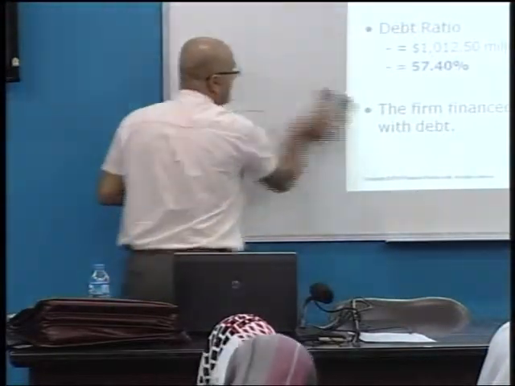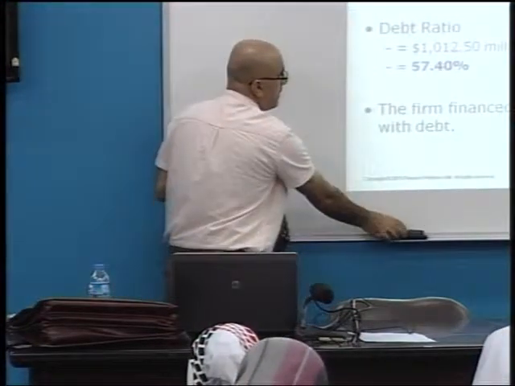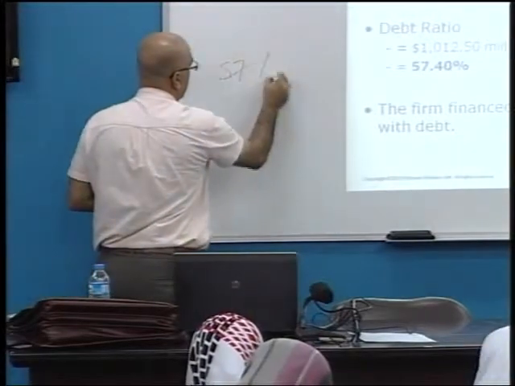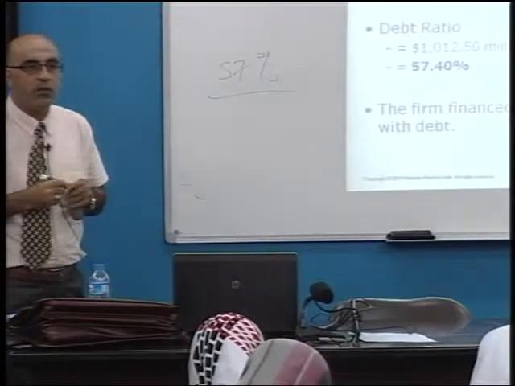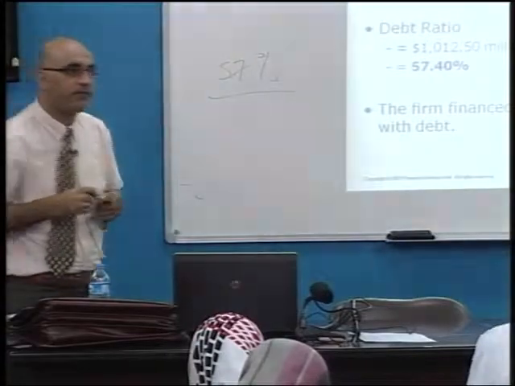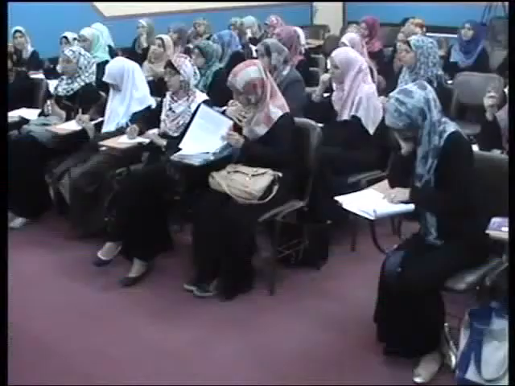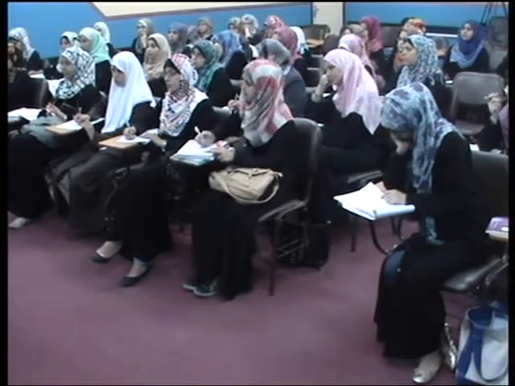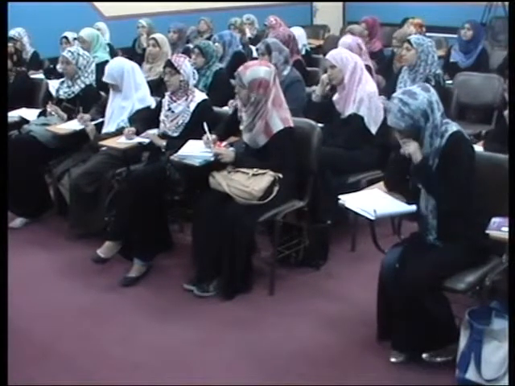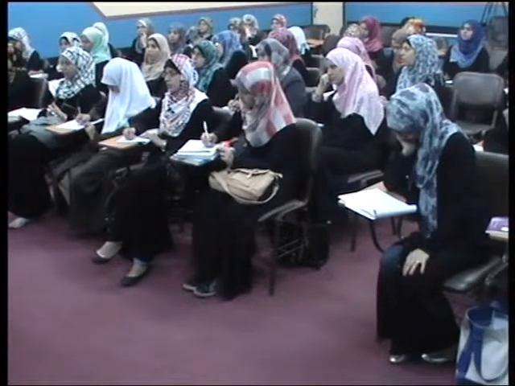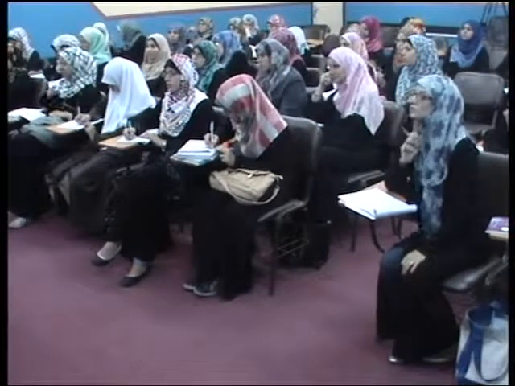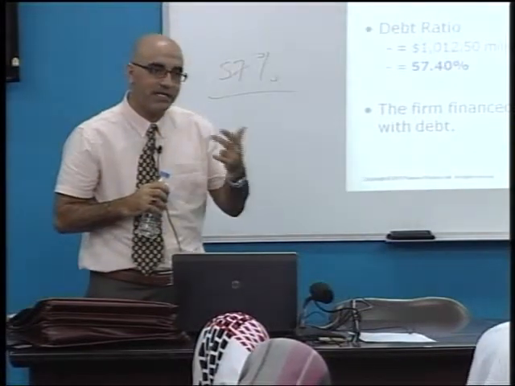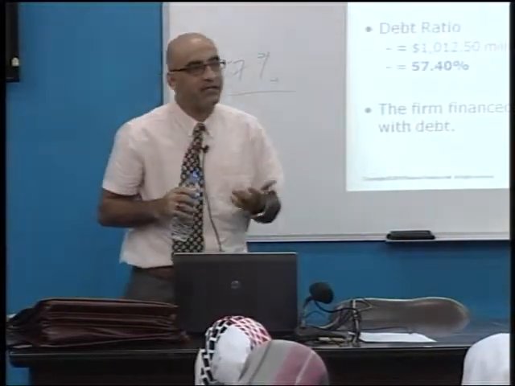So the result is around 57%. What does the 57% mean? It means that more than 50% of our assets is financed from debts. Yes, from the debts. What is the debts? The total liabilities. What is the total liabilities? Short-term liabilities and long-term liabilities. Why am I asking this?